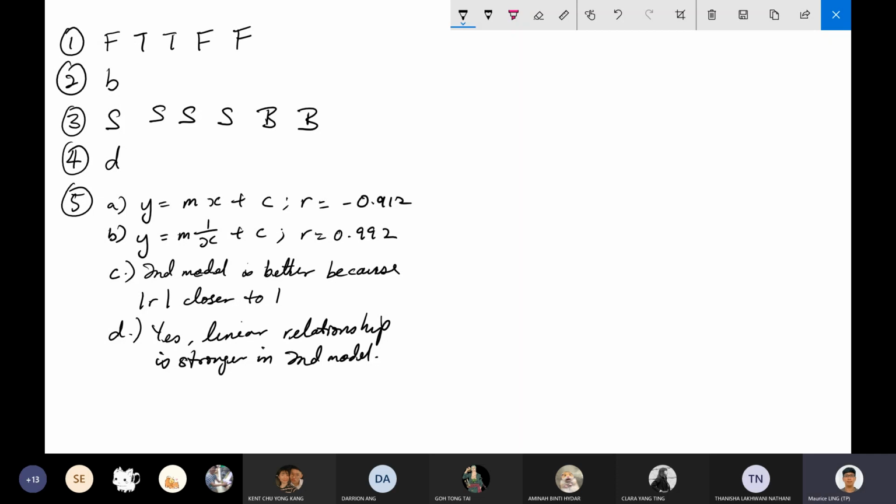Okay, so question 6. Wait, before that, for 1B, what if it's not 1? If it's not 1, then it's hard to say. It's difficult to say.